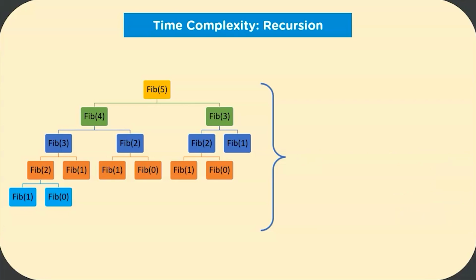Also, intuitively, we can say that T of n will take big O of 2 to the power n. We can deduce this from the recursion tree drawn on the left side. For n equal to 5, we get a binary tree of depth 5. For n equal to 4, we get a binary tree of depth 4 and so on.